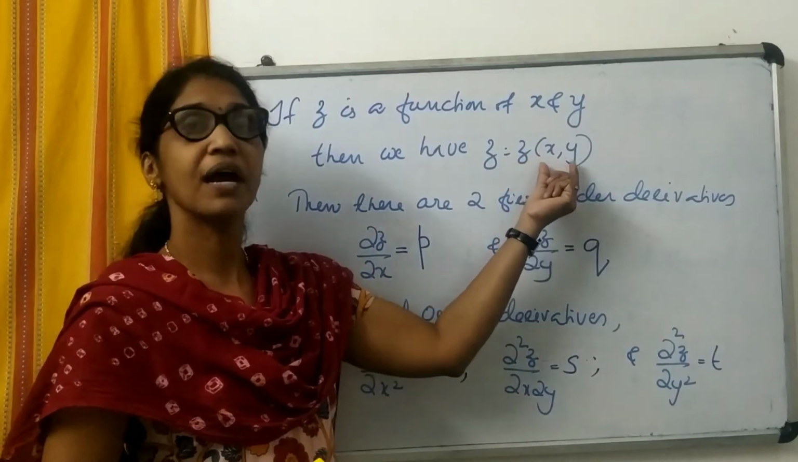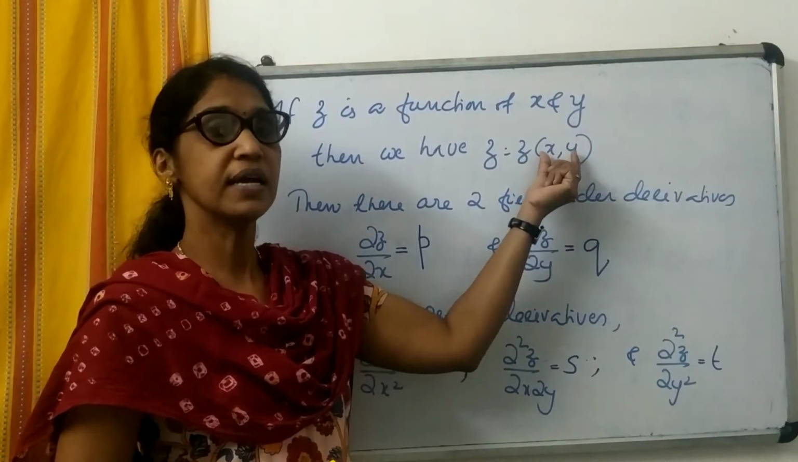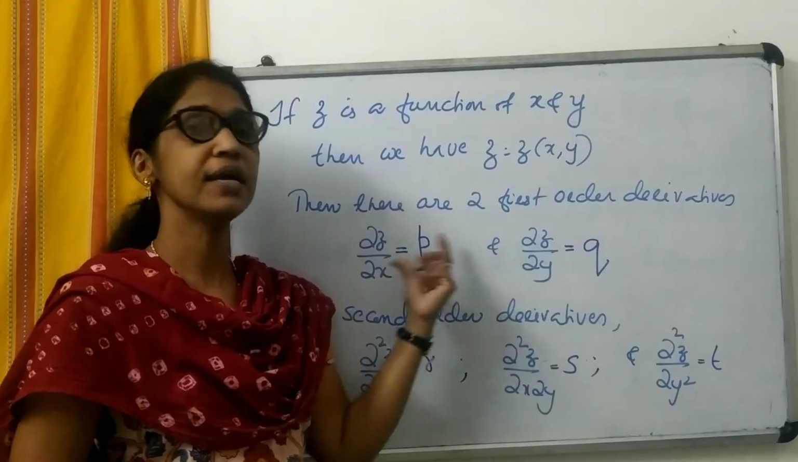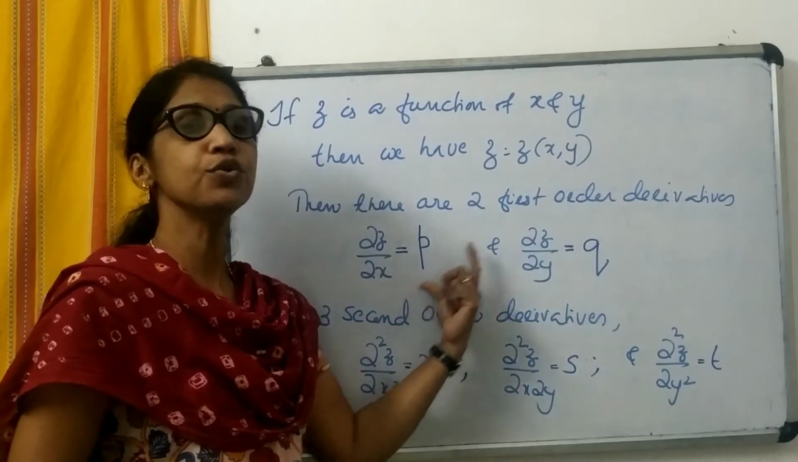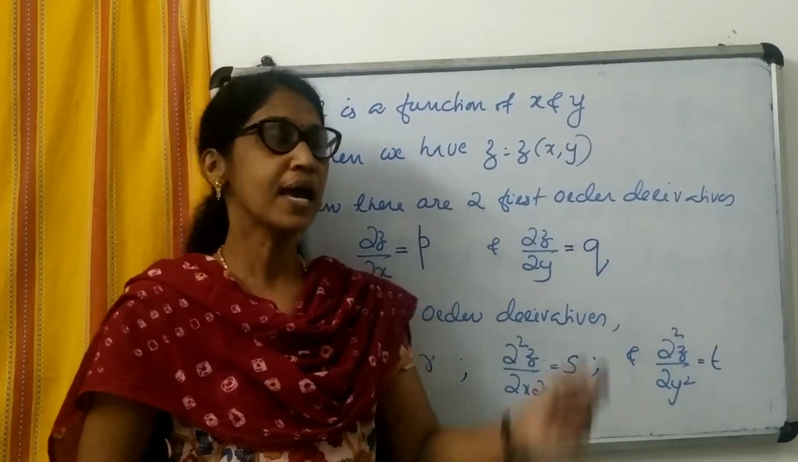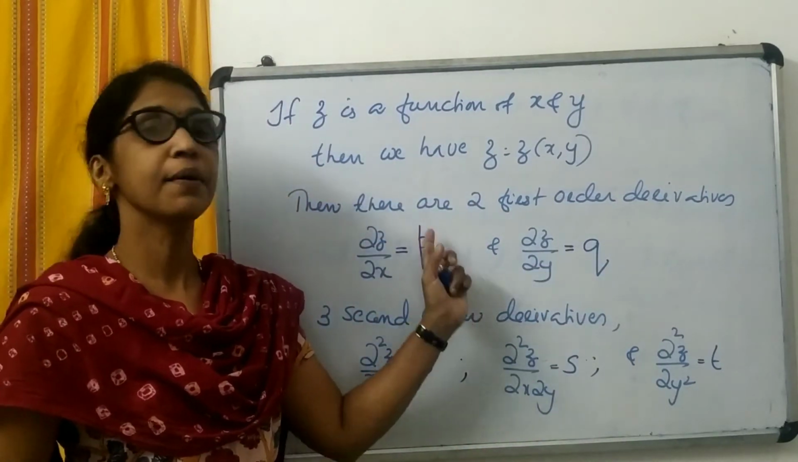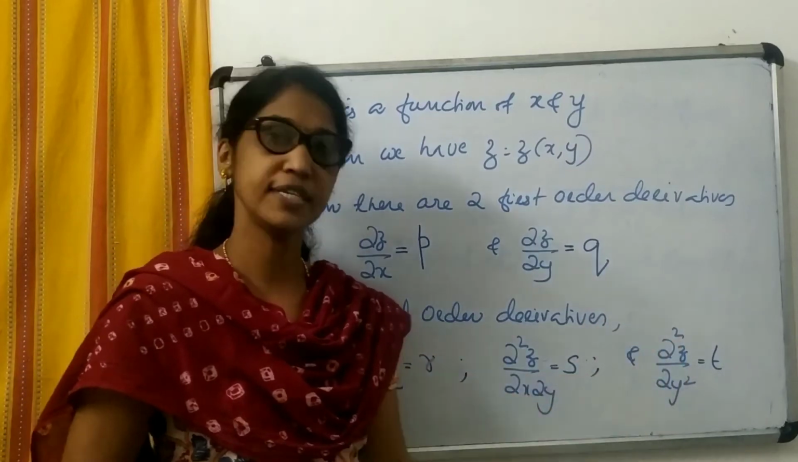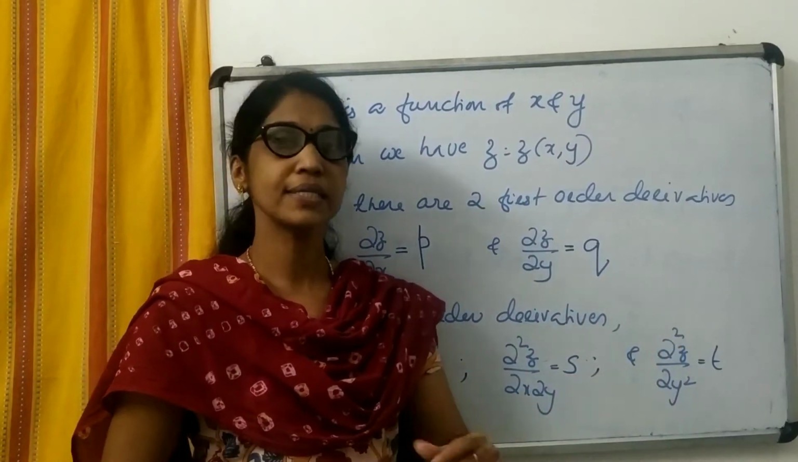Having a function with two variables. If a function has two variables, then we get 5 partial derivatives: 2 first order partial derivatives and 3 second order partial derivatives, and the notations are p, q, r, s and t. Okay. Now the next topic.